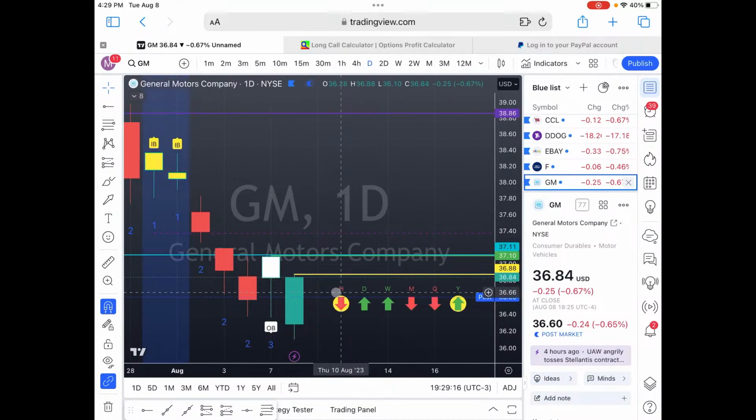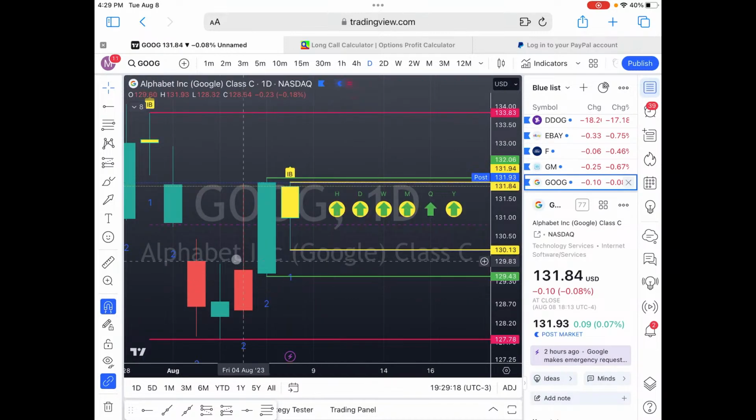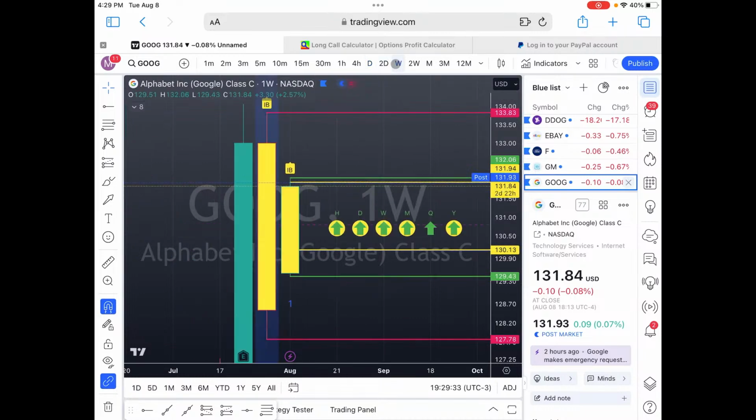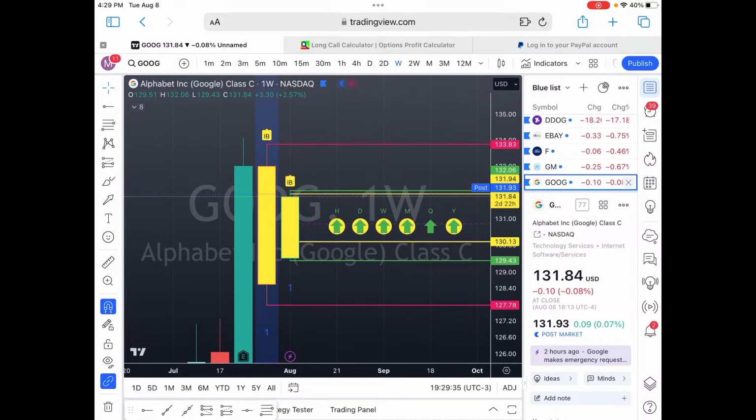General Motors, 2 down green. Okay, Google, inside bar, not quite a hammer candle, but we have this time frame continuity. Everything's pointing up. We are also stuck inside an inside bar on the weekly. I know this because of this yellow circle, part of my indicator, and the 2 pink lines that I placed there. So we go here.